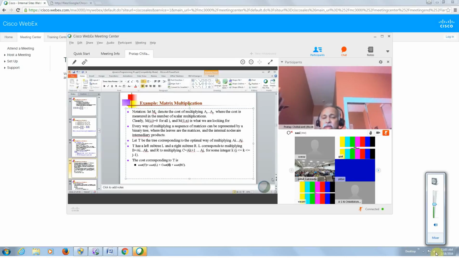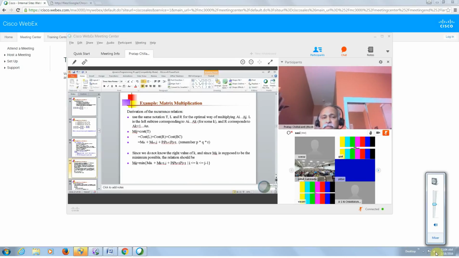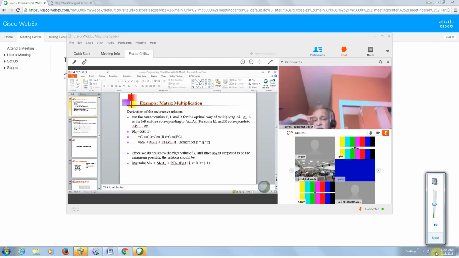Okay, so that is the notation. Now, the trick is, remember, in dynamic programming, we are always saying that if you go back, and I'm assuming you reviewed this, these sub-problems tend to have similar characteristics. Okay, it almost looks like recursive programming.